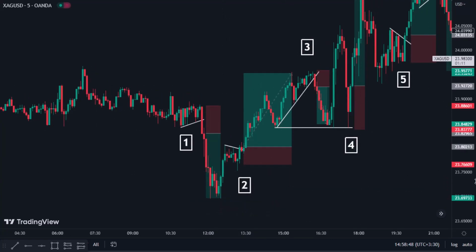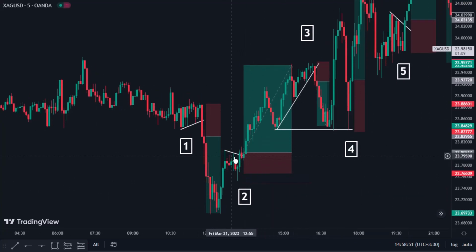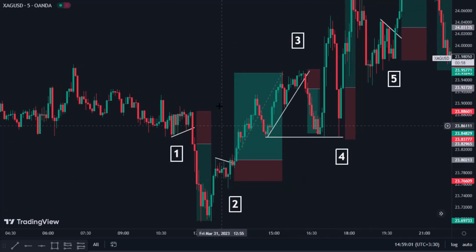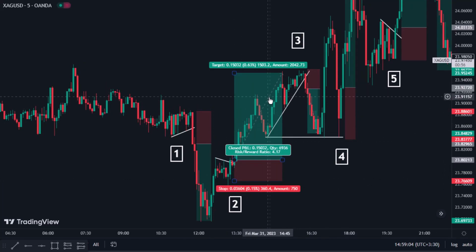On the second position, we did have this trend line with 2 touches. On the third time it was broken here, we did have the chance to enter a buy position here, put our stop loss below the candle or somewhere safer here, and it gave us something around risk reward 4.